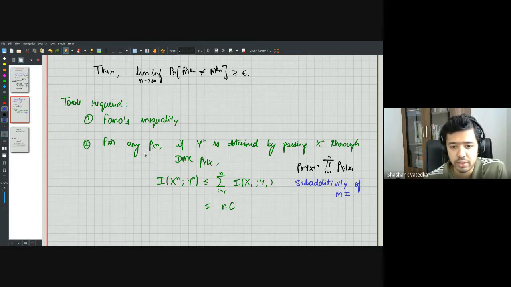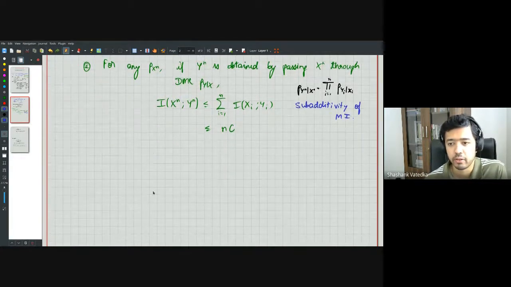We'll use a similar property whenever we talk about multiple access channels, point-to-point channels, or even broadcast channels, because this sort of subadditivity or tensorization property holds in those cases as well. So we'll try to use a similar result.